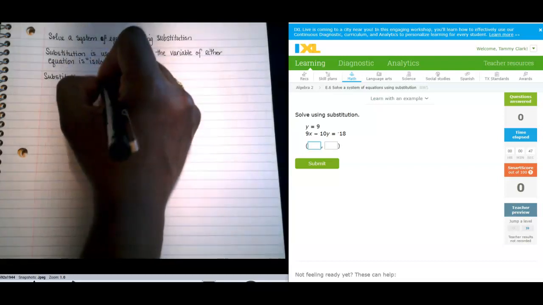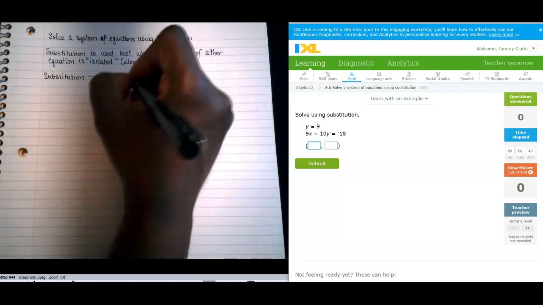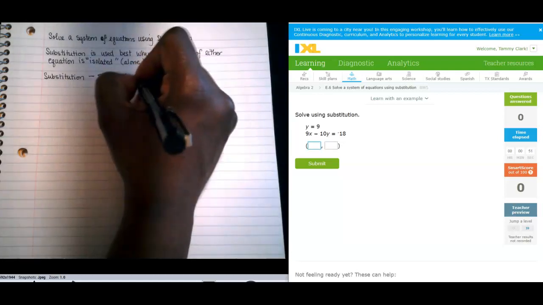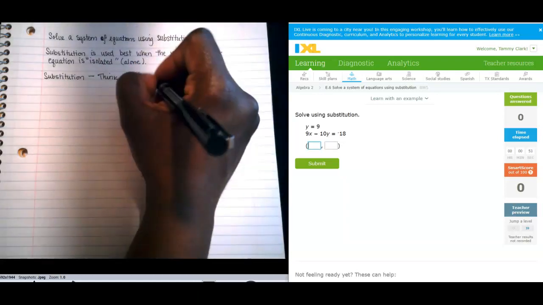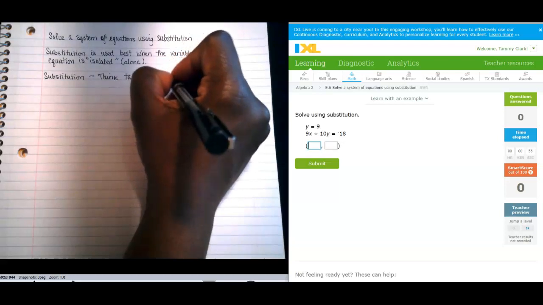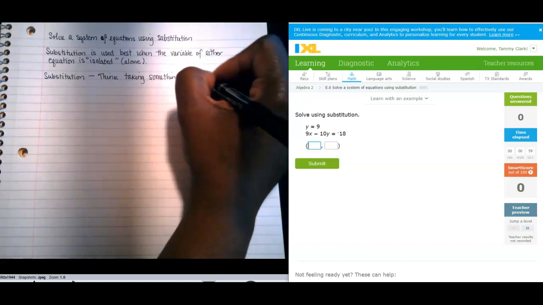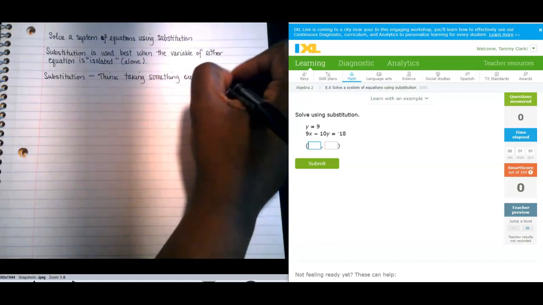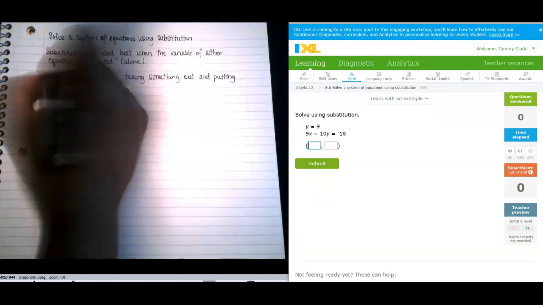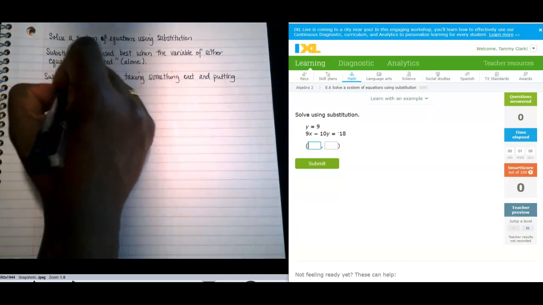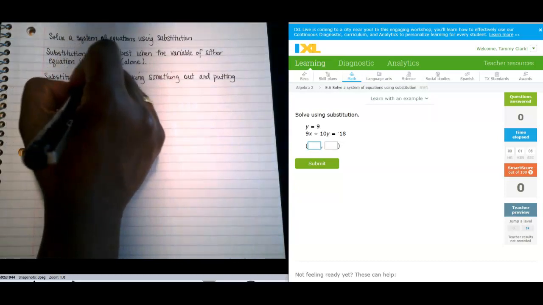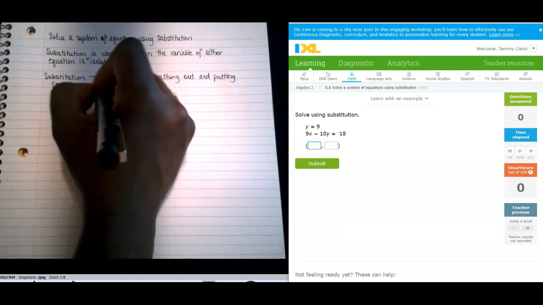Think: taking something out and putting something else in its place.